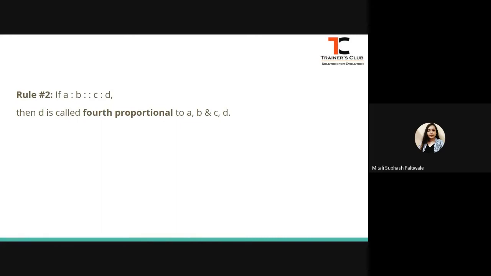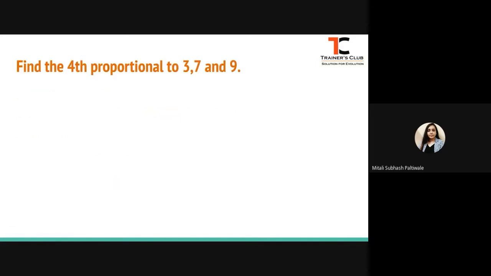And again, how to find it? AD into BC, AD into BC will be there. And to find D, we have to do BC by A. Okay, so now let's move to the example and let's find it out.